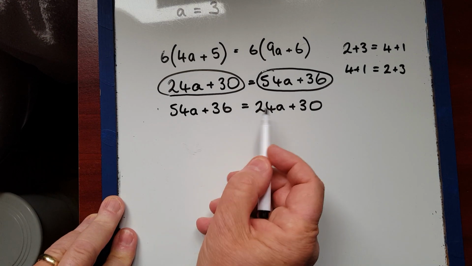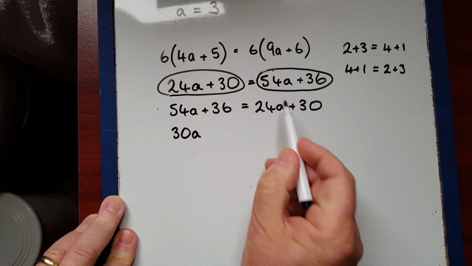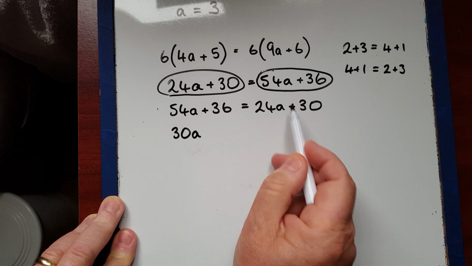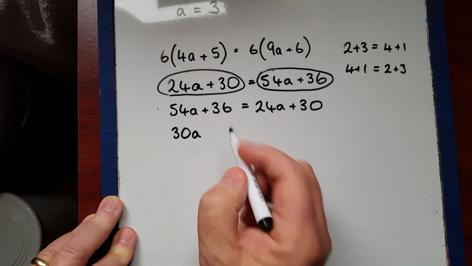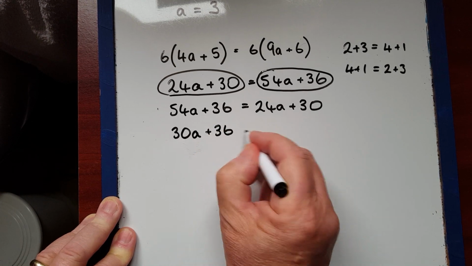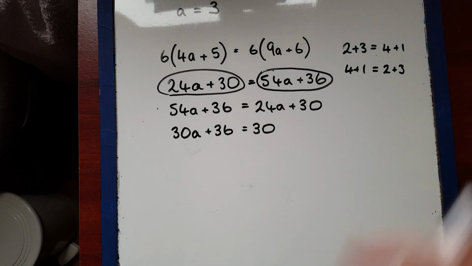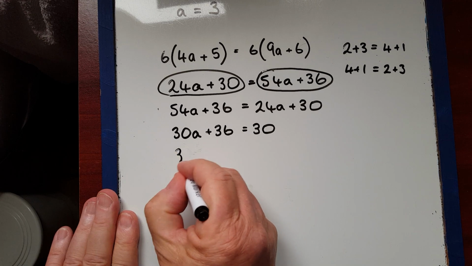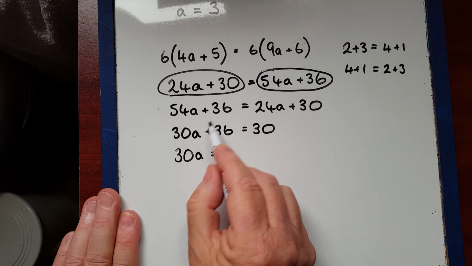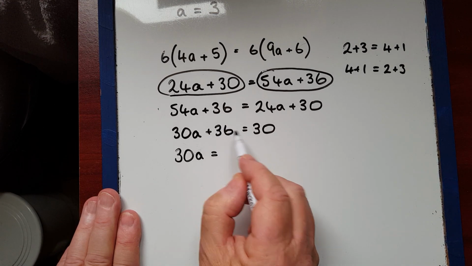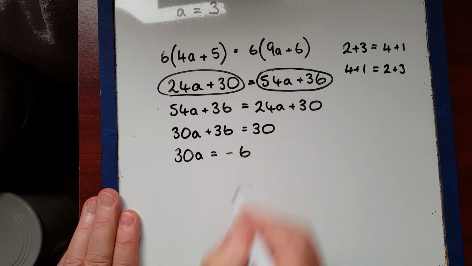Now, 54a take away 24a makes 30a. I've done that to remove the 24a there. I've taken 24a away from that side, so I must take 24a away from this side. I'm not going to change the numbers at all yet, because if you do it in steps and it goes wrong, it's much easier to work your way back. Okay, we've dealt with the a's, so 30a's equal. Now we've got to move this 36 away. That means take away 36 from this side. So we've got to take away 36 from that side, which leaves us with minus 6.